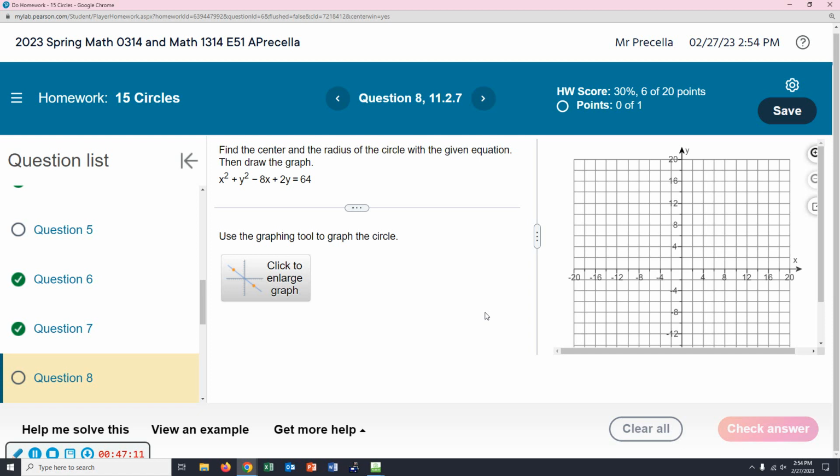We have the equation x squared plus y squared minus 8x plus 2y equals 64. X squared plus y squared minus 8x plus 2y equals 64. I'm looking once again to make sure I didn't miscopy it. Miscopying it, besides the fact you'll get it wrong, could make it into a much harder problem.